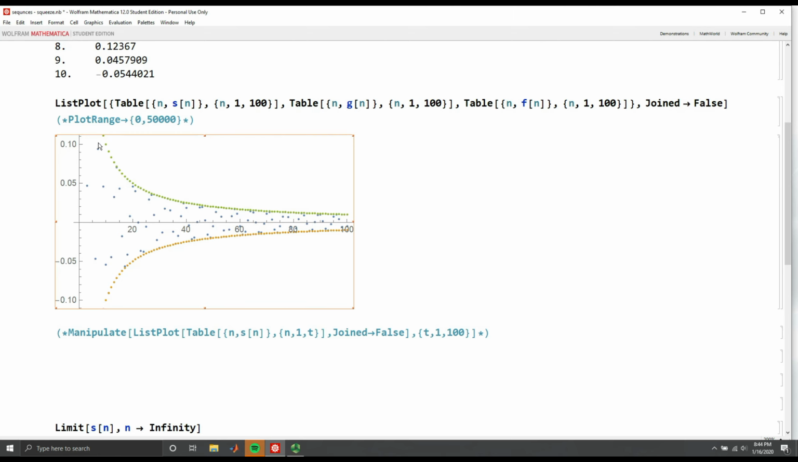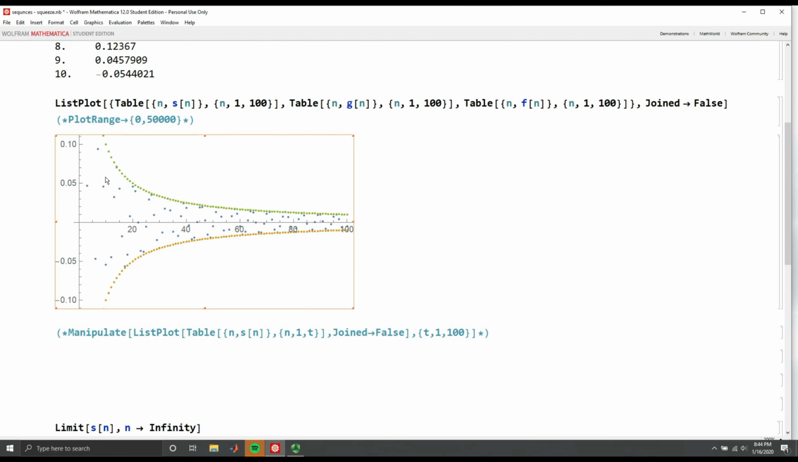Now the sequence in green color dots, that's 1 over n. That's above everything. The sequence in orange color, that's negative 1 over n, under everything. And what's in between? See these blue color dots, they are trapped in between the green color and orange color dots, right? So that's sin n over n. It's all over the place, but still smaller than 1 over n and greater than negative 1 over n.